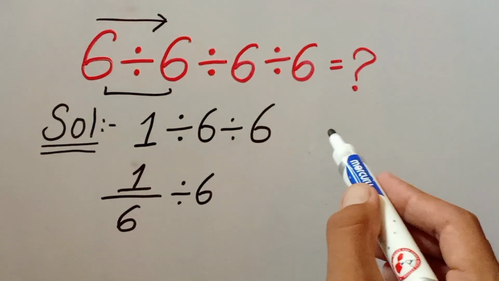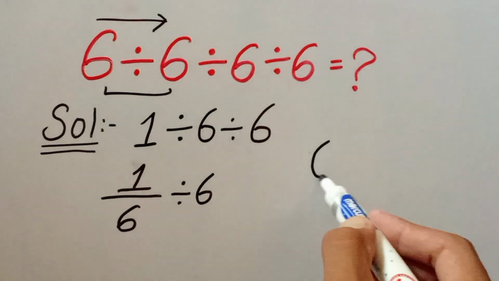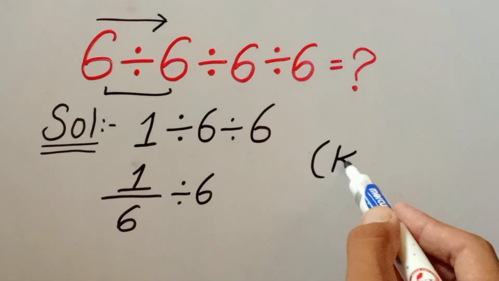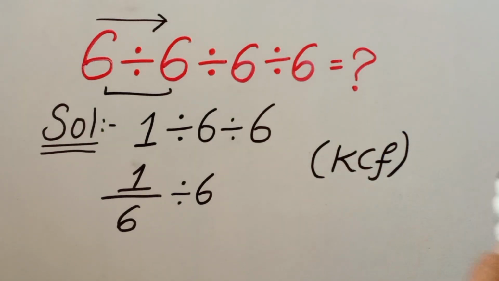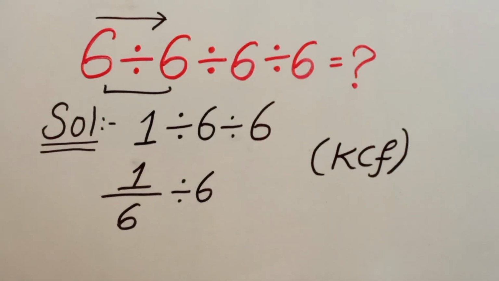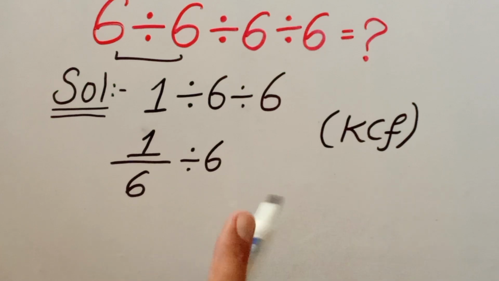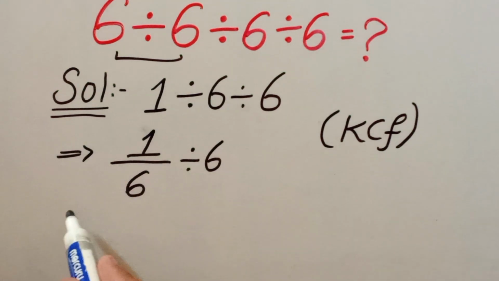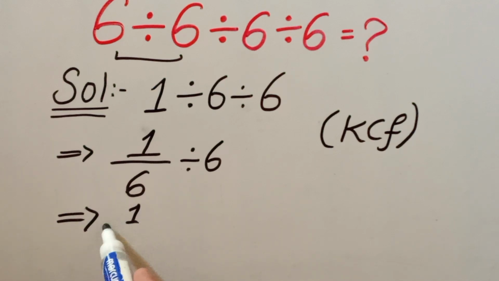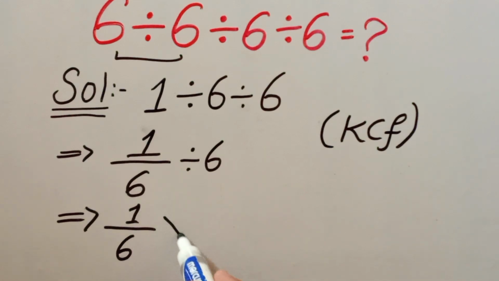Now here I can use a rule which is KCF, where K stands for keep, C stands for change and F stands for flip. I can write this as, so the next step is 1 divided by 6 times 1 divided by 6.